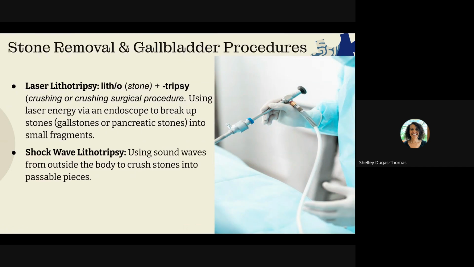So if we dissect the term lithotripsy, you have litho, which means stone, and tripsy, which means crushing. A surgical procedure, literally stone crushing. Laser lithotripsy crushes stones from the inside out using an endoscope, while shock wave lithotripsy crushes them from outside the body using acoustic waves.